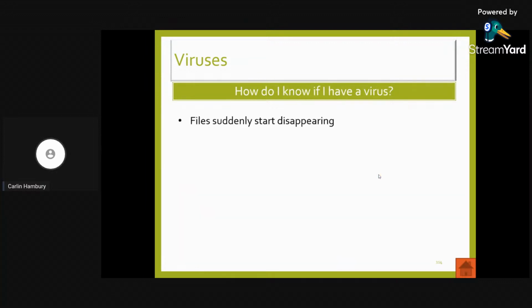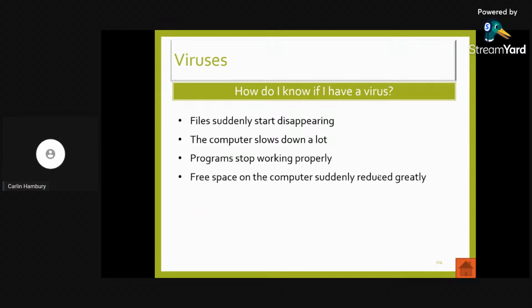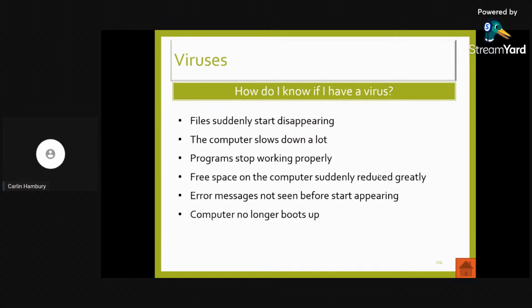So how do I know if I've got one? Well, the files will suddenly start disappearing. The computer begins to slow down. The programs don't work properly anymore. Suddenly, a lot of free space that you had begins to get reduced greatly. You get a lot of error messages coming up. You have general problems that you sort of didn't have before, but it's just like one thing after the other. And your antivirus, if you have it and it's updated, it'll tell you, listen, something is not right. I'm picking up something here. What do you want me to do with it?